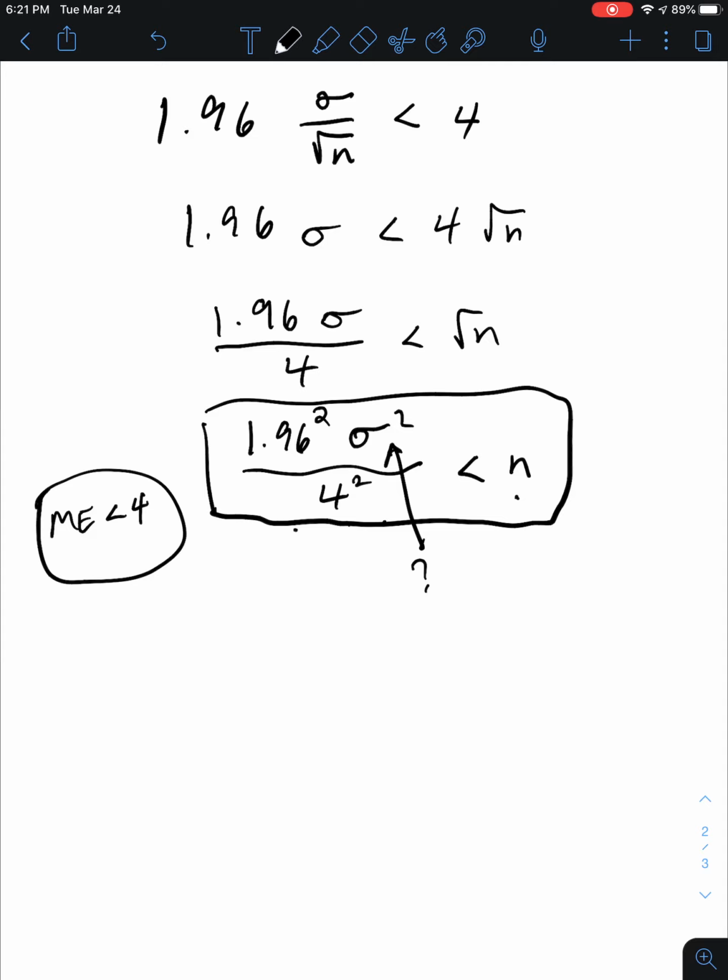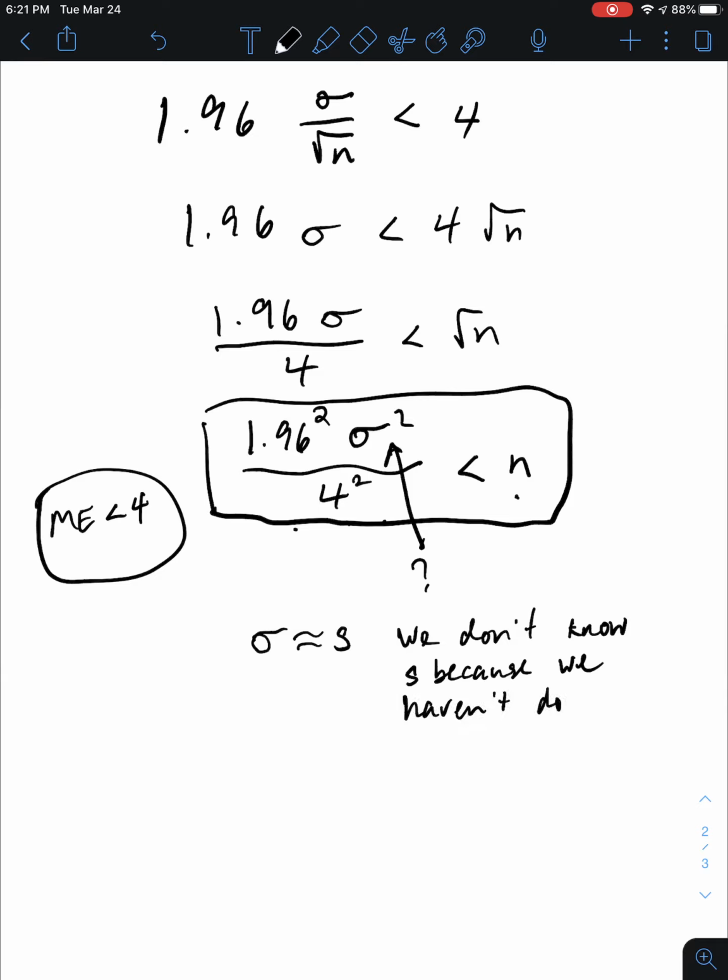Now, what we have done in the past for sigma is to make this approximation. Sigma is approximately s, where s is the sample standard deviation. We can't do that in this case because we haven't done the experiment yet. We don't know s because we haven't done the experiment yet. Right? We're designing the experiment, so we haven't done it yet.